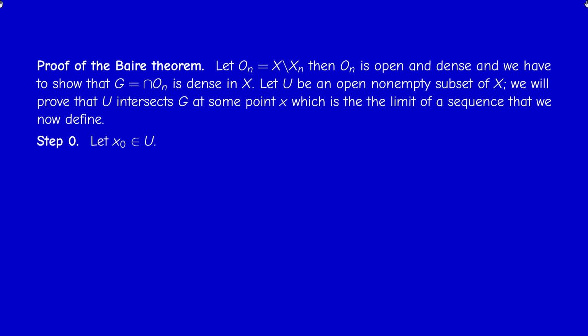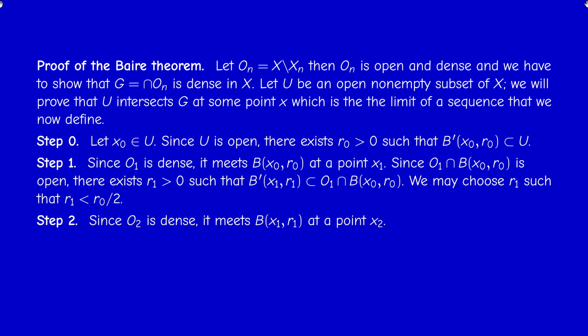Okay, first step. Since U is not empty, we pick an element X0 in U. And by the openness condition, there is a ball that you can take closed or open, it doesn't matter actually. So there is a closed ball of center X0 totally contained in U. So this is the openness condition. Okay, I didn't invent anything.